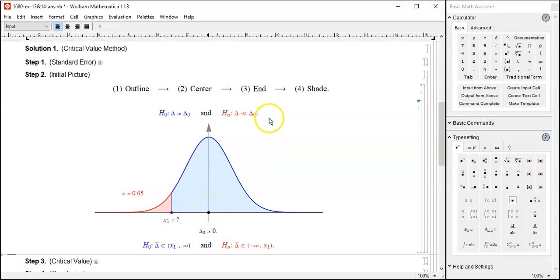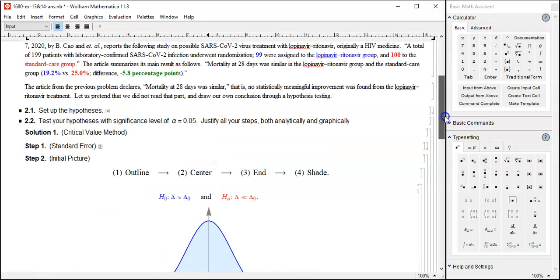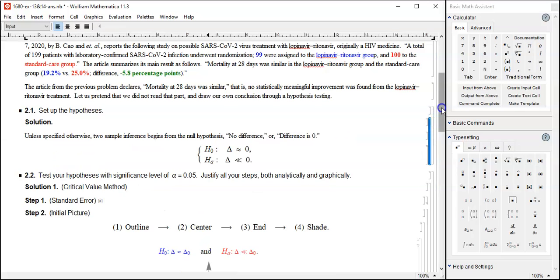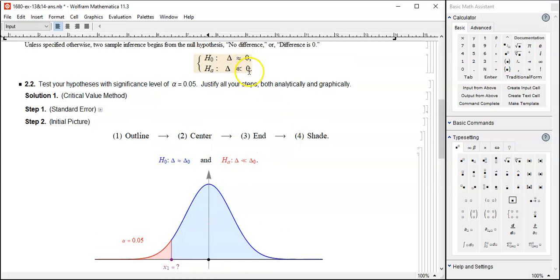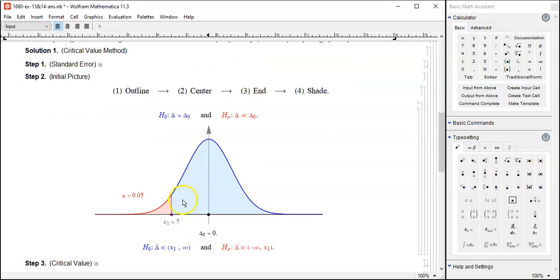All right. And then end, left or right? You have to make a decision there. Left or right? Let's go back to your hypotheses. Difference is about 0, right? So about 0 in the center. Null hypothesis, we have less than 0, so you have to go left. Go left. And you're looking for this critical point, critical value, excuse me, x1.